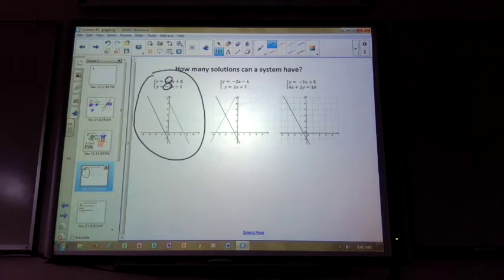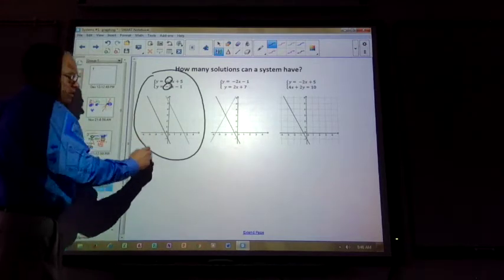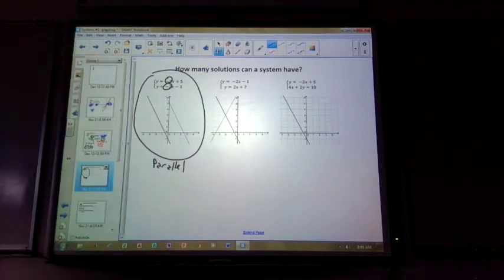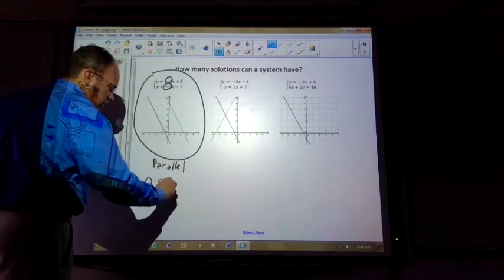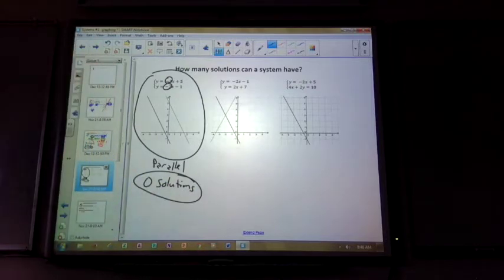Negative 1. Are 5 and negative 1 the same number? Well, we kind of proved it on that last problem that 5 equals negative 1, but that's not a pattern. We know that. It's nonsense. So these lines happen to be parallel to each other. Parallel lines do not intersect. If they don't intersect, that means there's not going to be a solution to the problem. Okay? So this has 0 solutions.